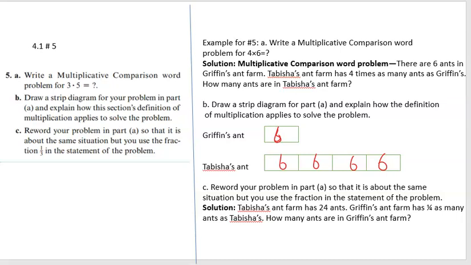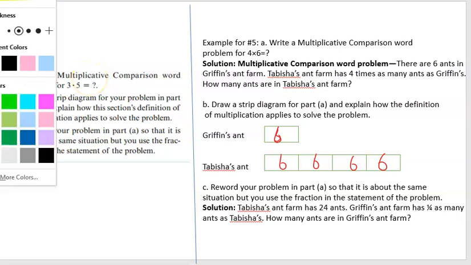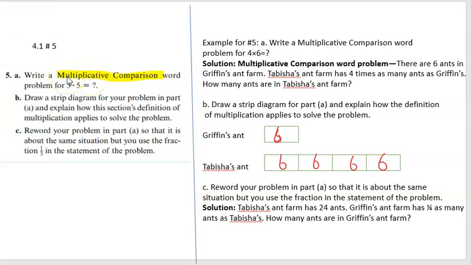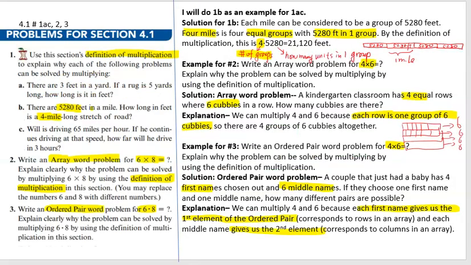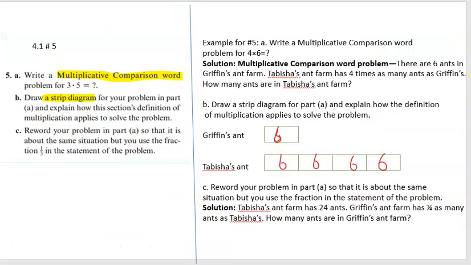Section 4.1, number 5. First, we need to write a multiplicative comparison word problem. And number 2, we need to draw a strip diagram. So again, for homework number 1 and number 2, you didn't have to draw a diagram unless you want to. Again, unless students have trouble, you can help them with that. But for this one, we do have to draw a strip diagram and explain how this section's definition of multiplication applies to solve the problem.